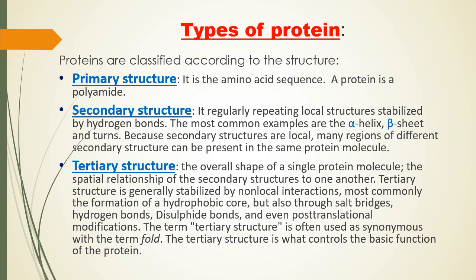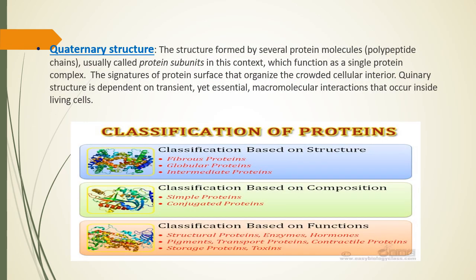The term tertiary structure is often used as synonymous with the term fold, and the tertiary structure is what controls the basic functions of the protein. The quaternary structure is the structure formed by several protein molecules, that is the polypeptide chains, and the quaternary structure is dependent on transient yet essential macromolecular interactions that occur inside the living cells.